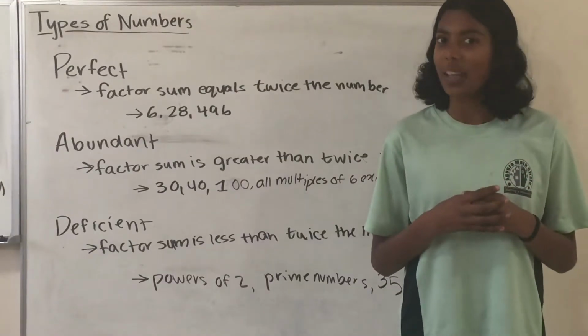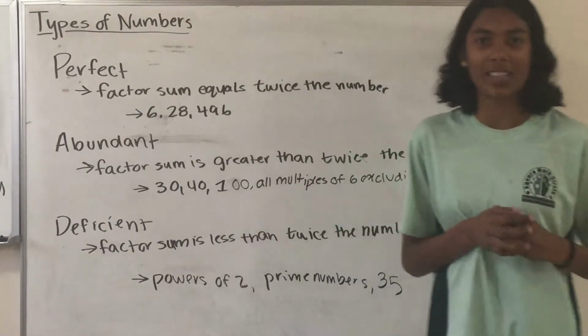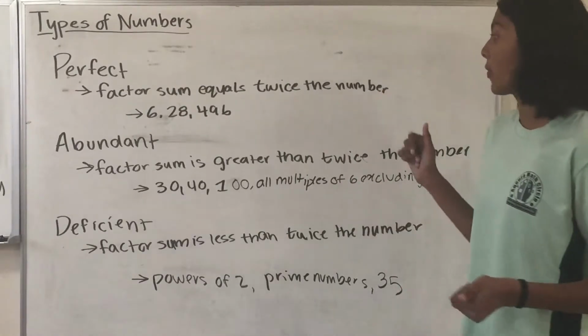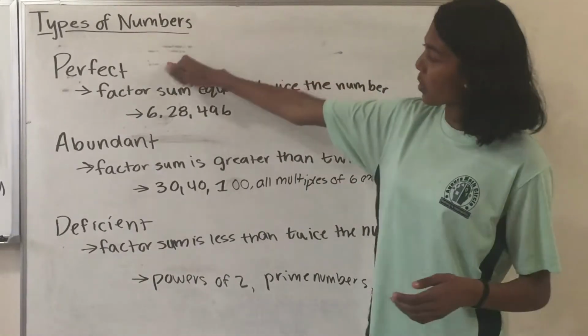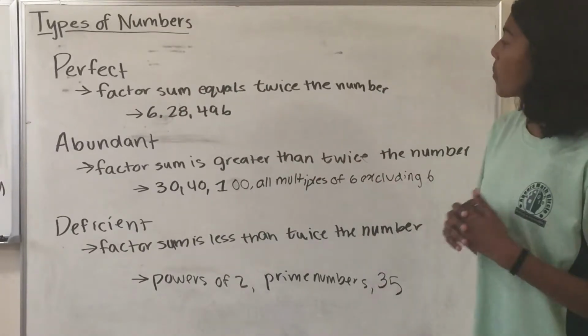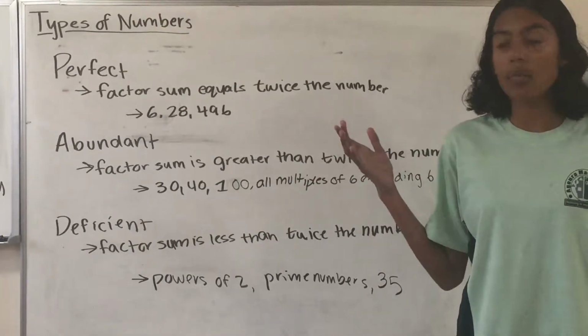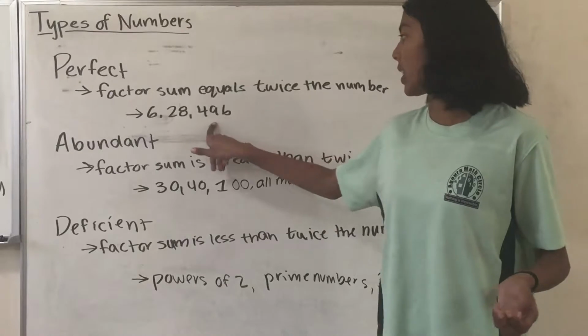Our last topic of today is types of numbers. So we have 3 types of numbers. Our first one is perfect. And this means that the factor sum equals twice the number. And some examples are 6, 28, and 496.